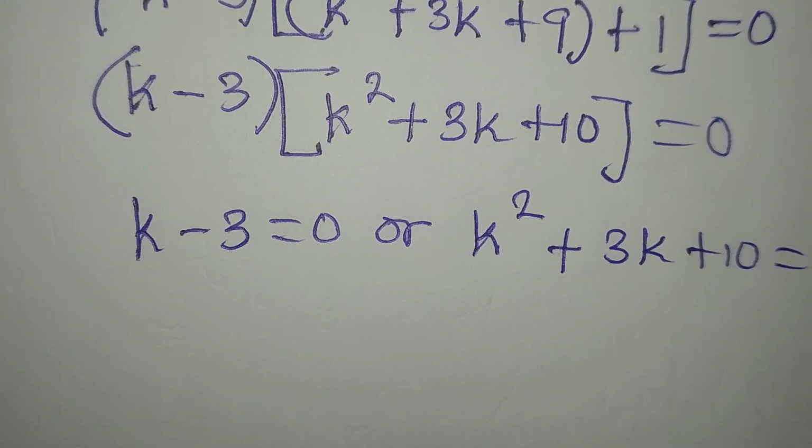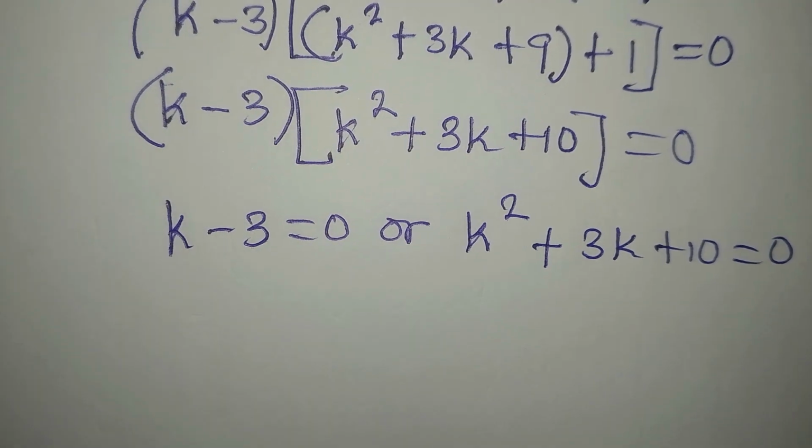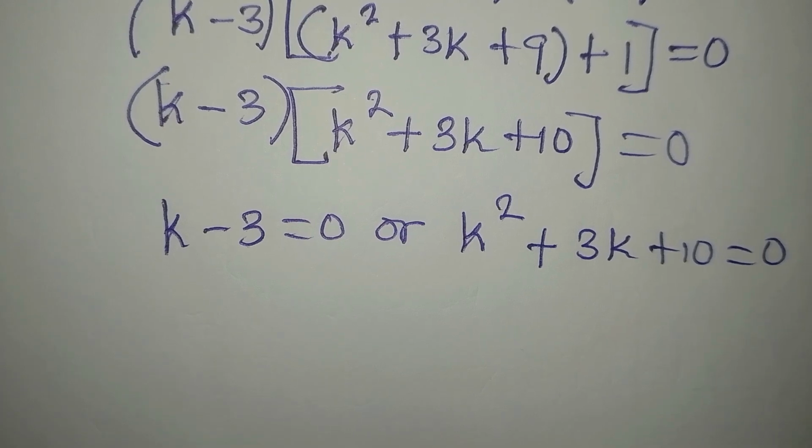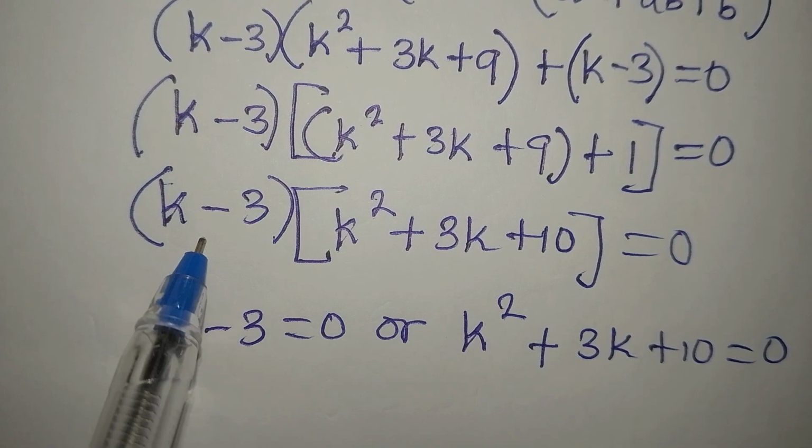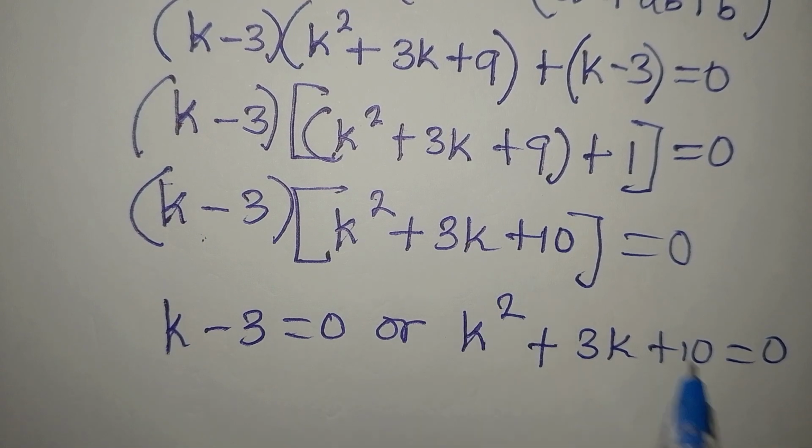Okay, so what I'm doing here is this. I am applying the zero product rule. If you have two numbers to multiply in order to get 0, it means that either of them or both of them must be equal to 0. So that's what I'm applying. Either this is 0 or this is equal to 0.